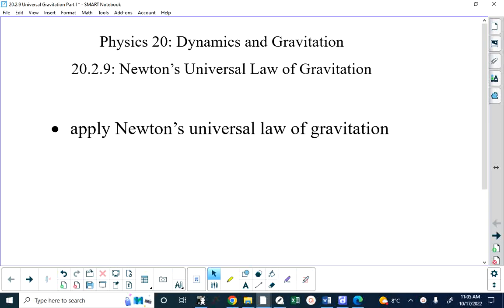We have 4 lessons that we're going to deal with on gravitation this week, which means on Friday of this week and Monday of next week we will be reviewing, and your unit exam is tentatively scheduled for Tuesday of next week, but it might be Wednesday. We'll see. I might want to squeak in another lab or some more review. Anyway, we're going to be applying Newton's universal law of gravitation today.